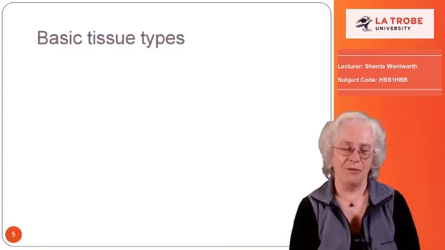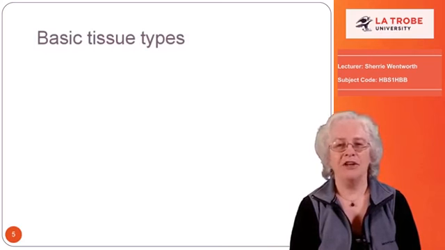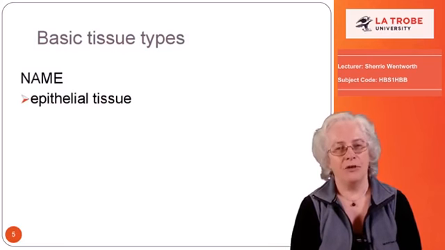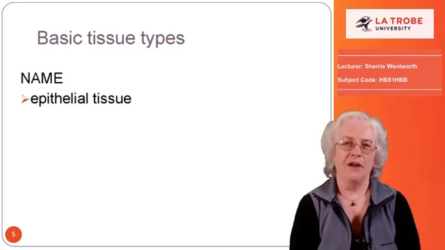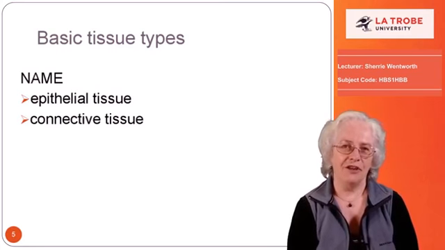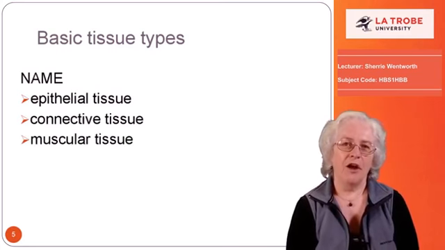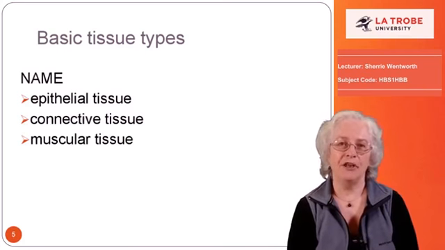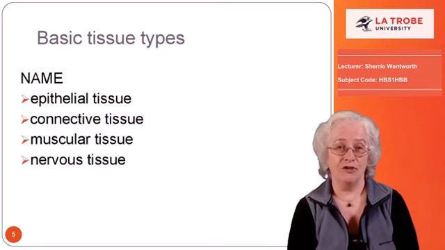So, basic tissue types. I said there were 4. We need to consider the idea of what they are and what their function is. Obviously, epithelial tissue is one of them. I've given you the name already. Connective tissue is the next one. The other basic tissues of the body we need to consider are muscular tissue, and then the last one, nervous tissue.